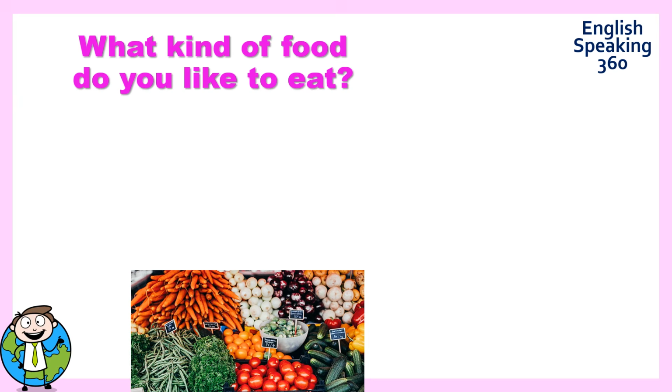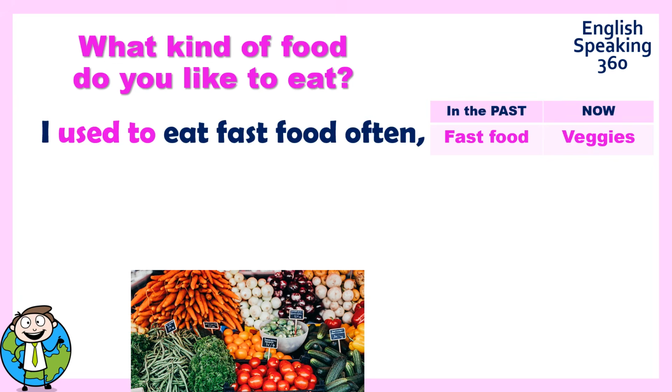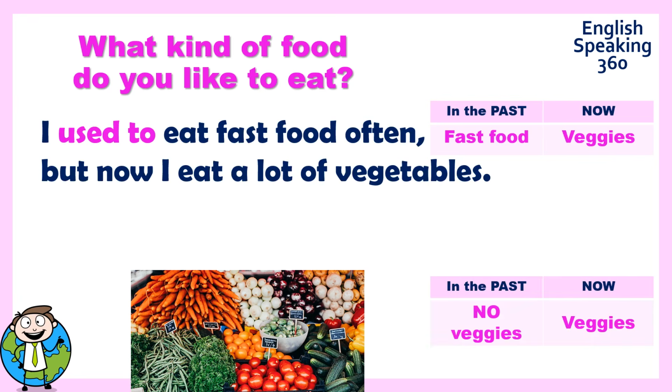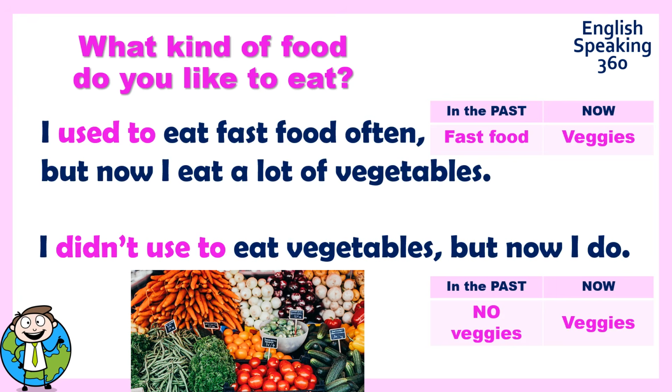What kind of food do you like to eat? In the past, fast food, now veggies. Veggies are vegetables. Can you make the sentence? I used to eat fast food often, but now I eat a lot of vegetables. What about this one? In the past, no veggies, now veggies. I didn't used to eat vegetables, but now I do.